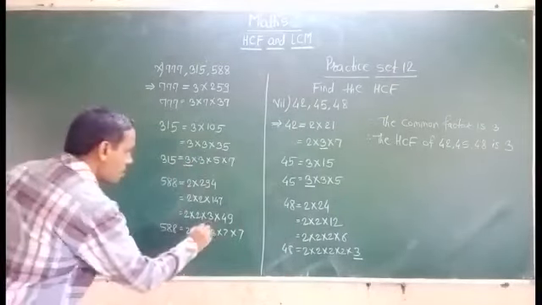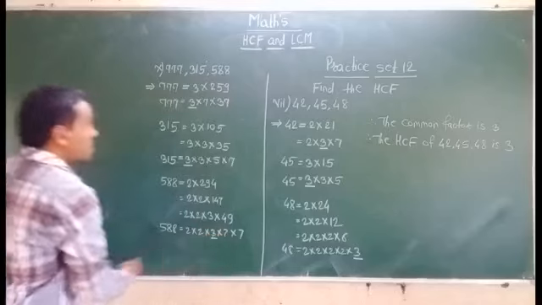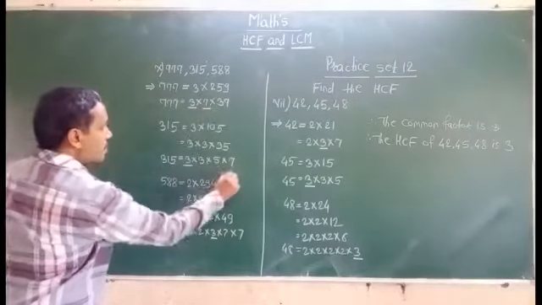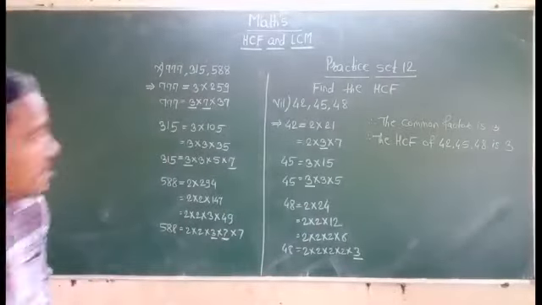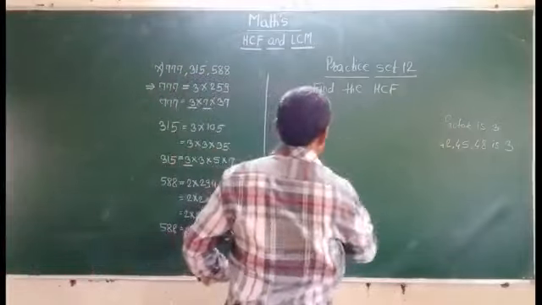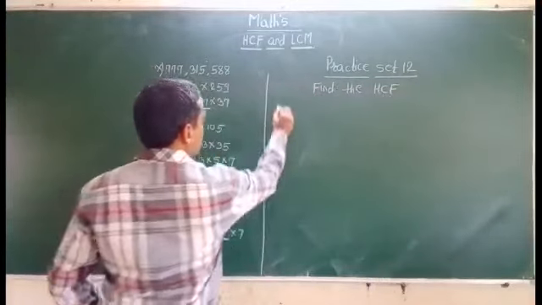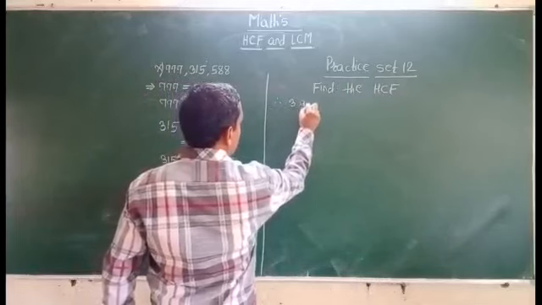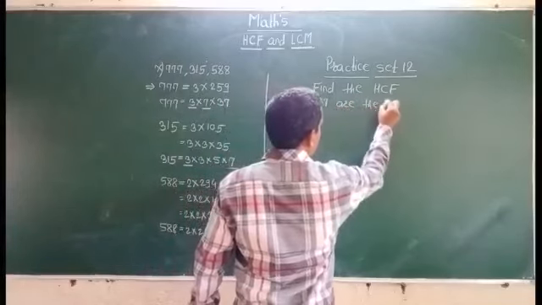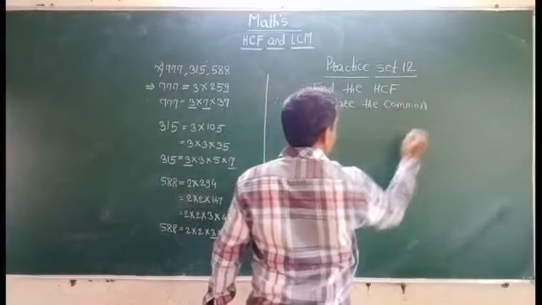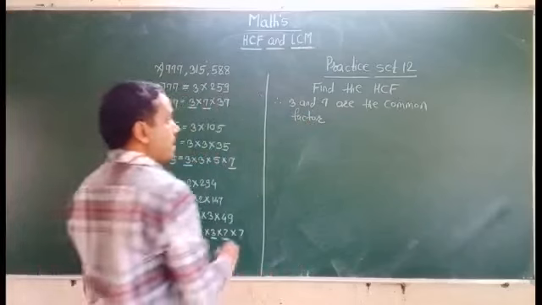3, that 3 and that 3. 7, 7 and the 7. Then the answer is, therefore, 3 and 7 are the common factors. 3 and 7 are the common factors.